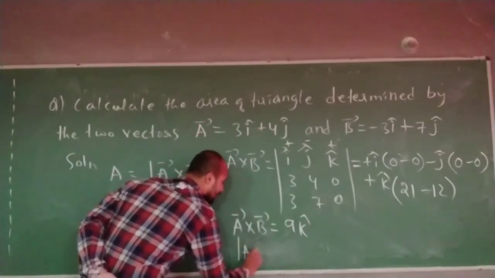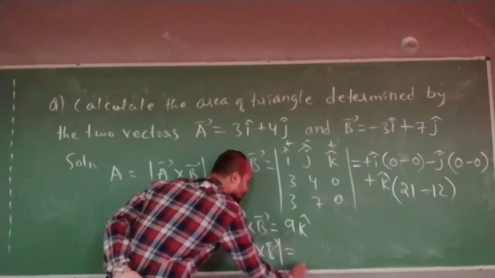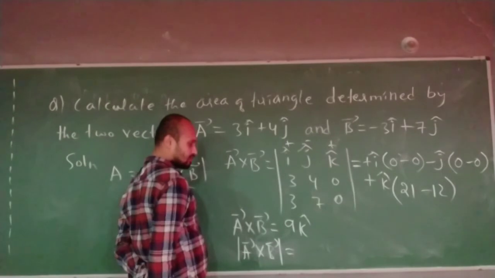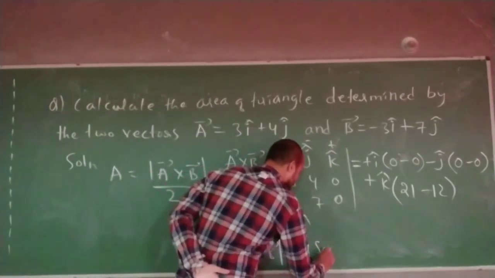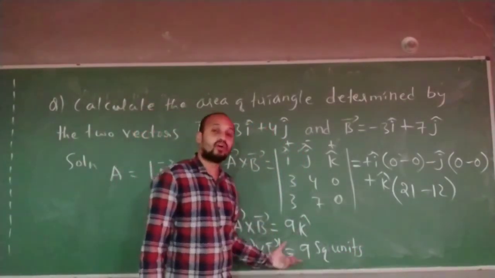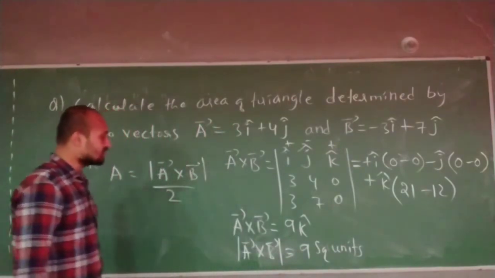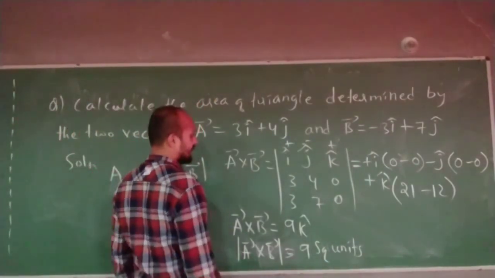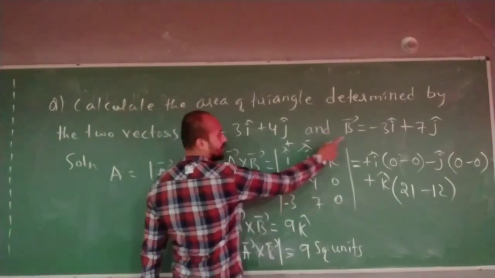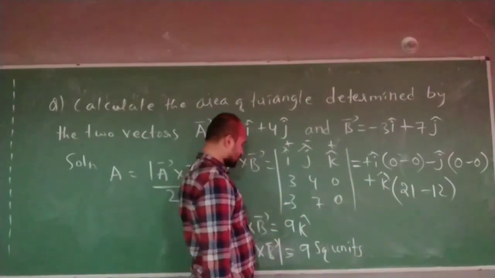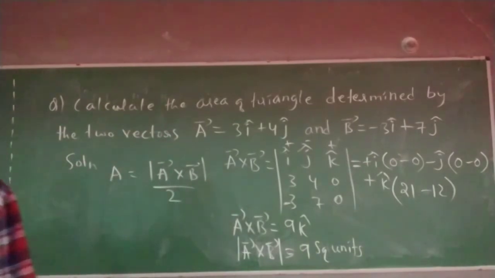If you want the magnitude of A cross B, it is root of 9 square. Previously also I was supposed to write square units, I only wrote units. Sorry guys, one mistake I have made. This is vector B, minus 3 i plus 7 j. That is why I felt somewhere it was wrong. This has to be minus 3 plus 7.